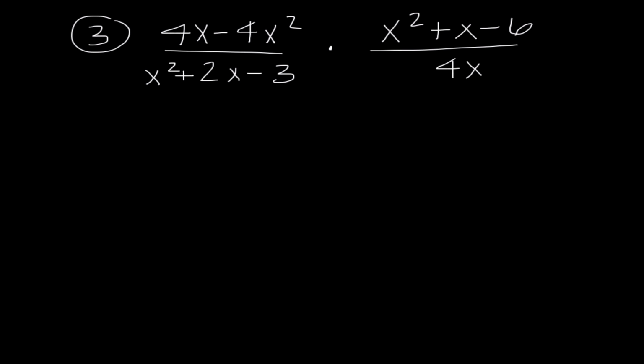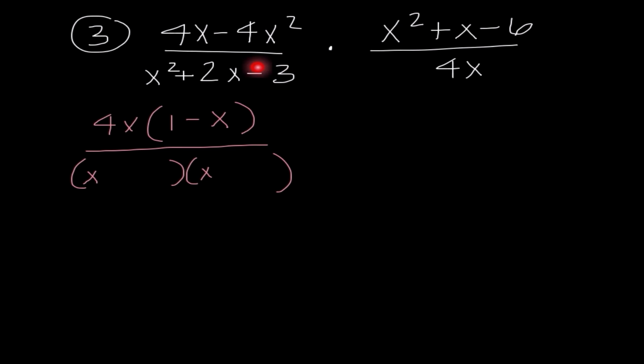Now that we've seen this a little bit, we're going to get into some tougher stuff here. So this time I have 4 things that I need to look at, and I only have one monomial, so I know I need to factor these other 3. So starting with 4x minus 4x squared, I'm looking for a GCF, which is 4x. And when I take that out, I'm left with 1 minus x. In the denominator, I do not have a GCF, and I need to think what factors of -3 add up to be 2. And that would be +3 and -1.